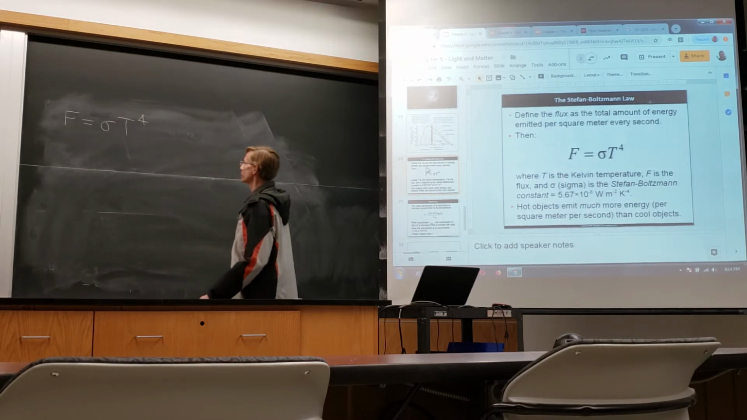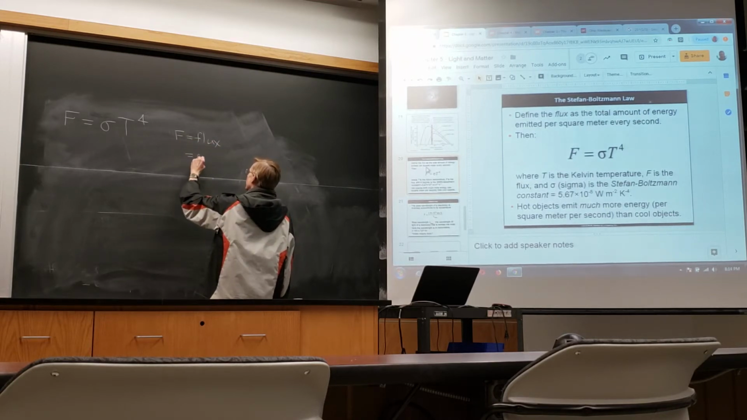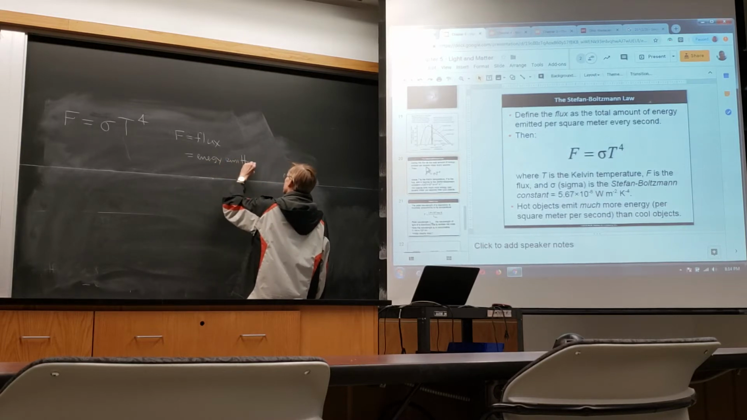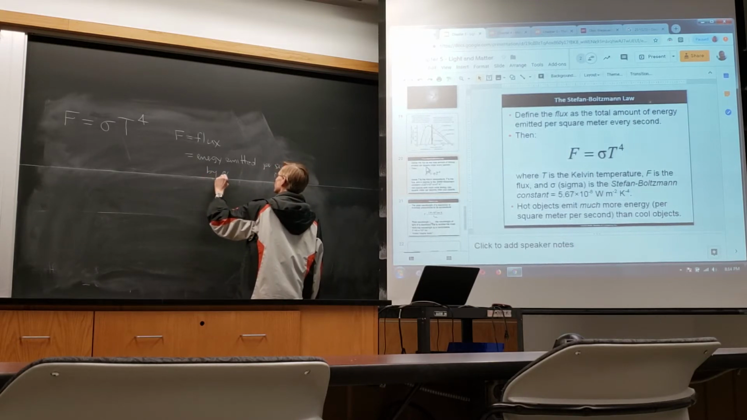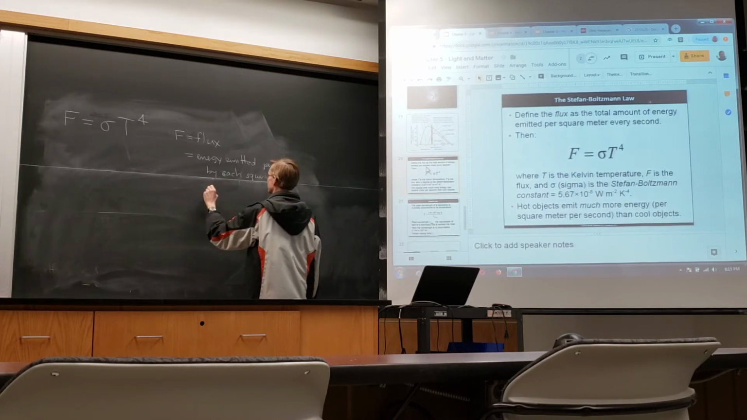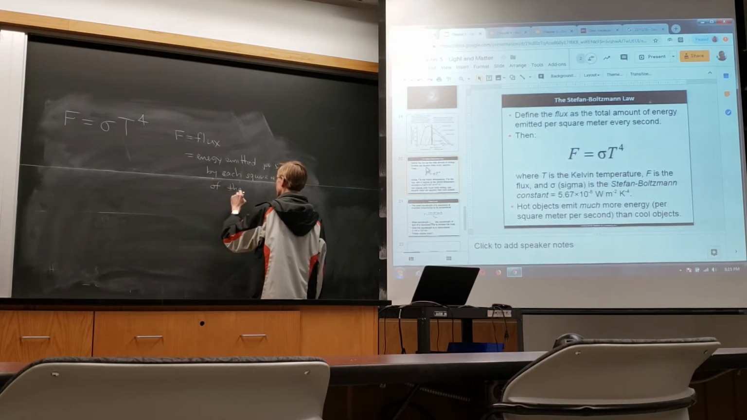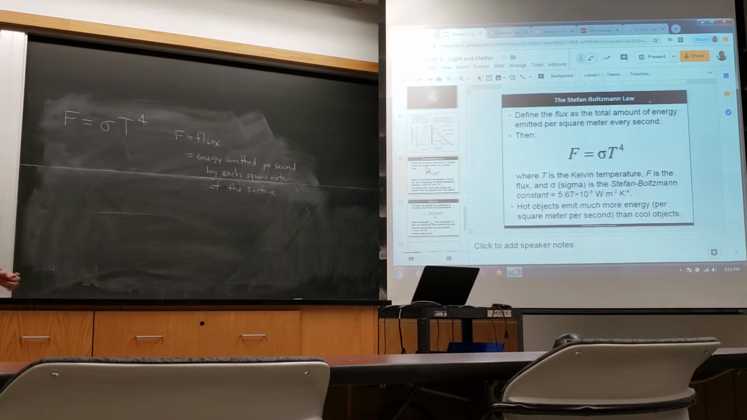F is sigma times temperature to the fourth power. So F here is the flux, and that's the energy emitted per second by each square meter of the surface. We will make more use of that after the exam when we talk about the relationship between a star's surface temperature and its surface area and the total amount of power that it's radiating. So that's what the flux is. Take a square meter of the surface: how much light energy is coming out of that square meter every second is what the flux is.